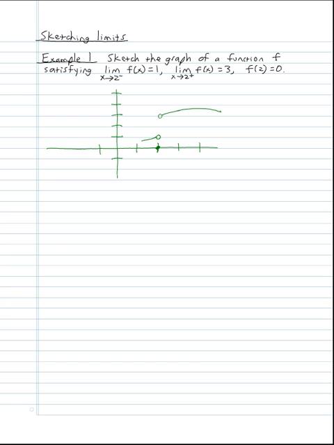So it might look like that, it might look like that, but this picture then illustrates an example of a function for which the limit as x goes to 2 from the left is 1, from the right is 3, but f of 2 is 0. Now let's look at example 2.